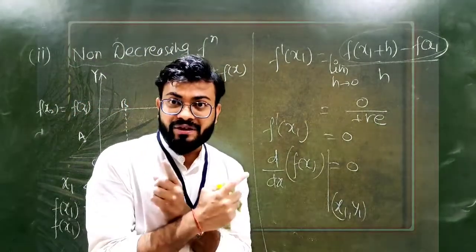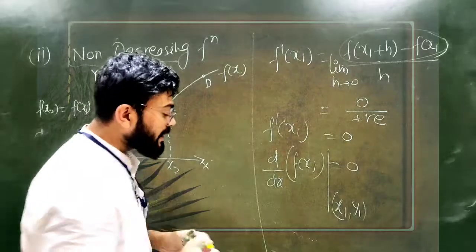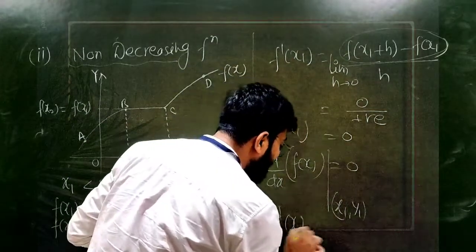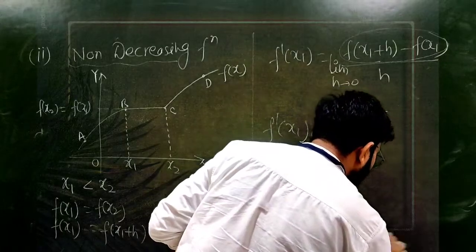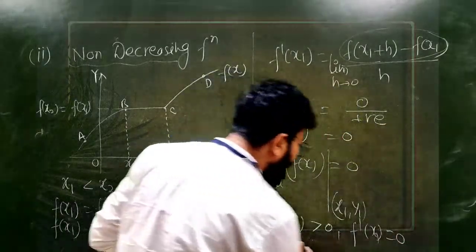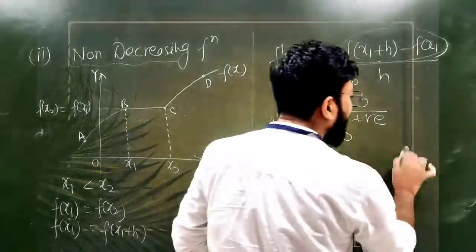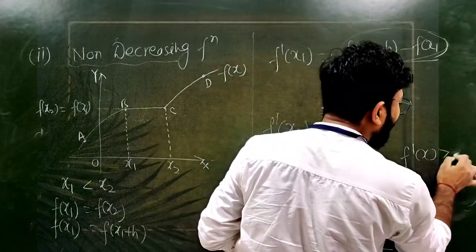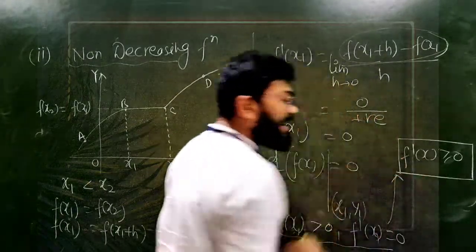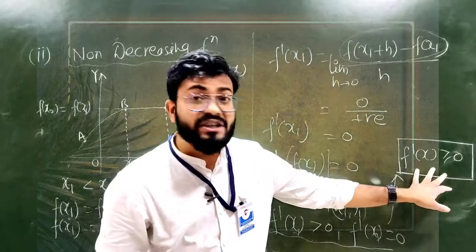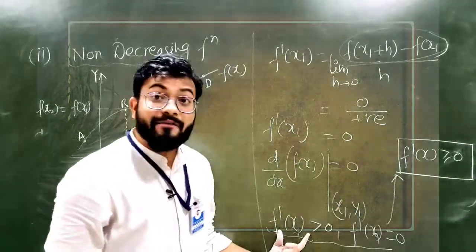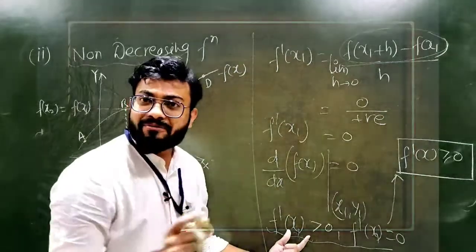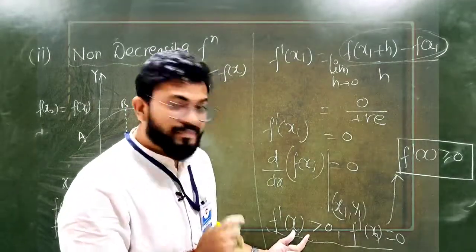After combining both, what was the first point? The first point was f dash x greater than 0. The second point is f dash x is equal to 0. And if we combine both, you will get f dash x greater than or equal to 0. If I write it like this, it means the function will be increasing. If I write only f dash x1 greater than 0, then the function is strictly increasing.